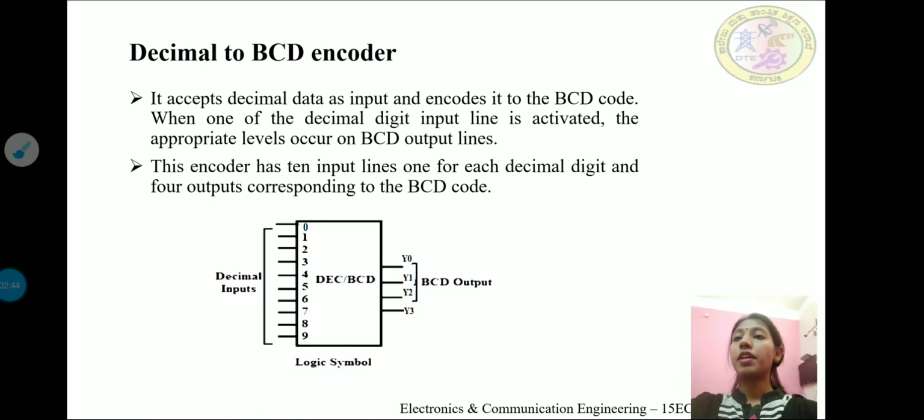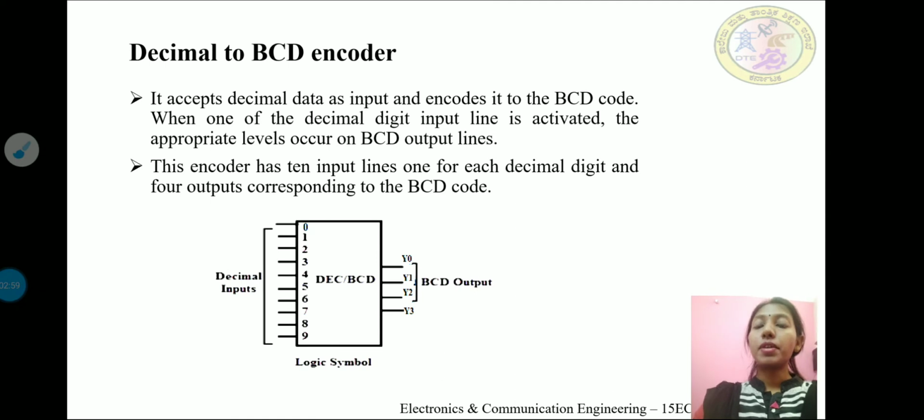As the name indicates, it has decimal digits as the inputs and BCD code as the output. It accepts the decimal data as input and encodes it into the BCD code. BCD stands for binary coded decimal. In the BCD code, the single digit decimal numbers from 0 to 9 are represented in 4-bit binary form, that is, digit 0 is represented as 0000 in the BCD code.